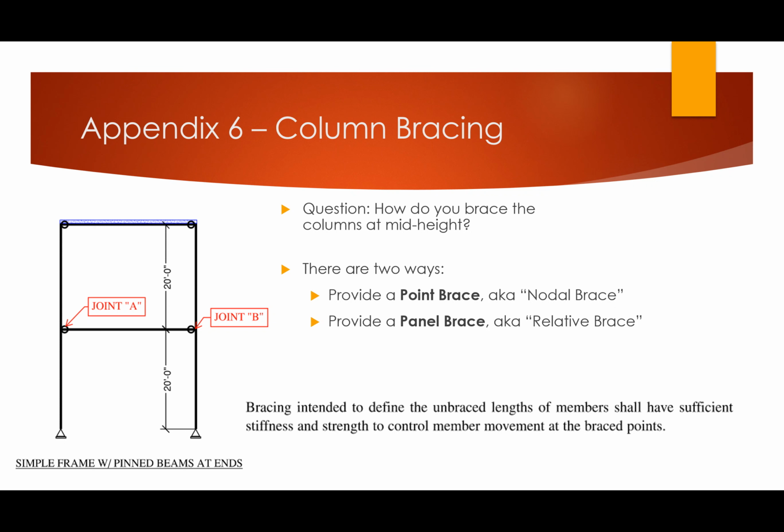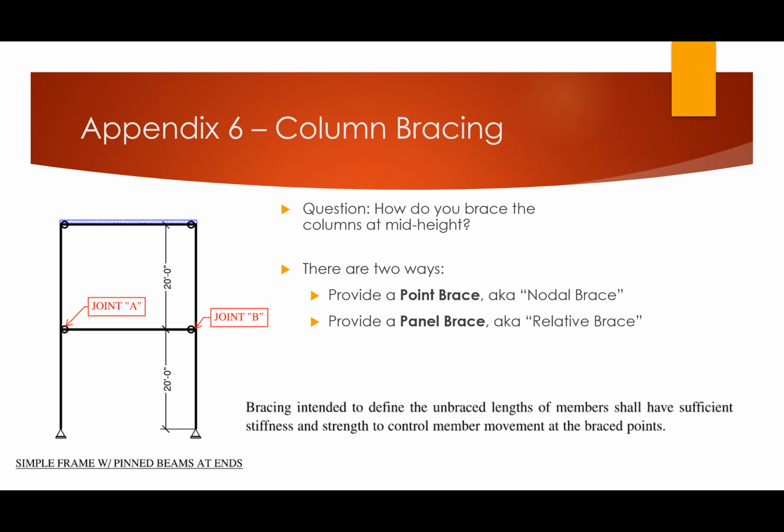This is not Appendix 6, but this is in Appendix 7, which is one of the stability chapters of the code. And it says quite plainly and very clearly, bracing intended to define the unbraced lengths of members shall have sufficient stiffness and strength to control member movement at the braced point, right? And so think back to this joint A and joint B. It's interconnecting them, sure, but it's not providing any resistance to horizontal movement.